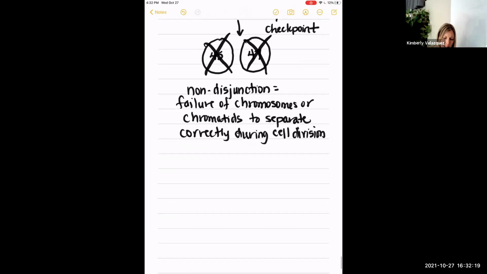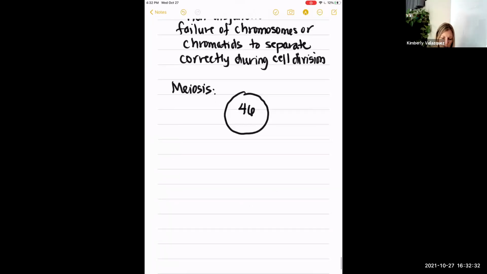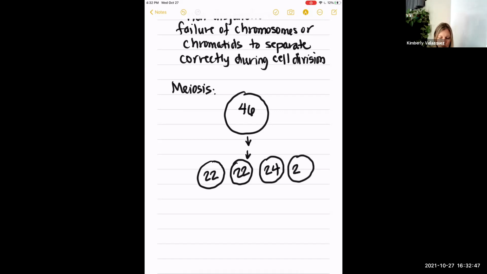That is not the case in meiosis though. Remember, meiosis is making gametes. And if there's an error in meiosis, you start with a cell that has 46 and you go through 2 rounds of division and you end up with 2 that have 22 and 2 that have 24. Remember, normal number is 23.